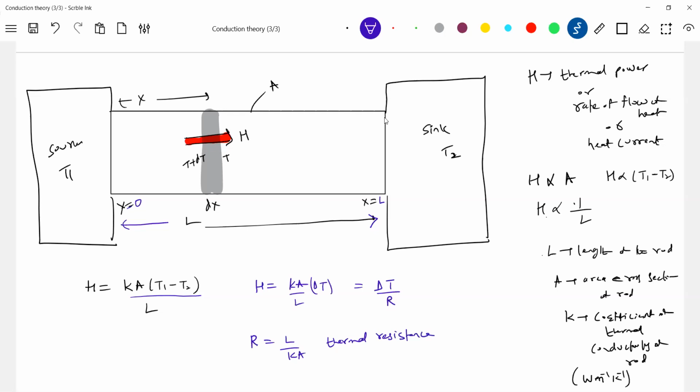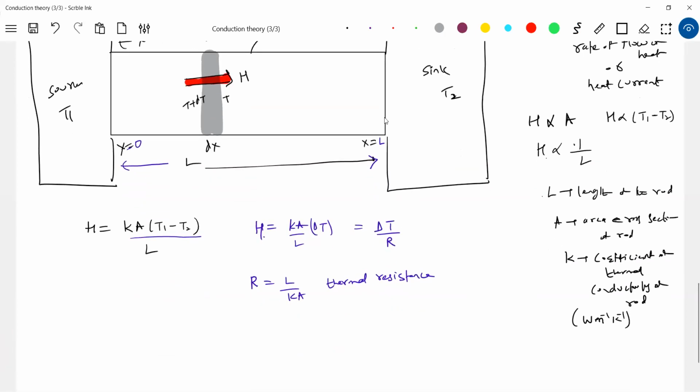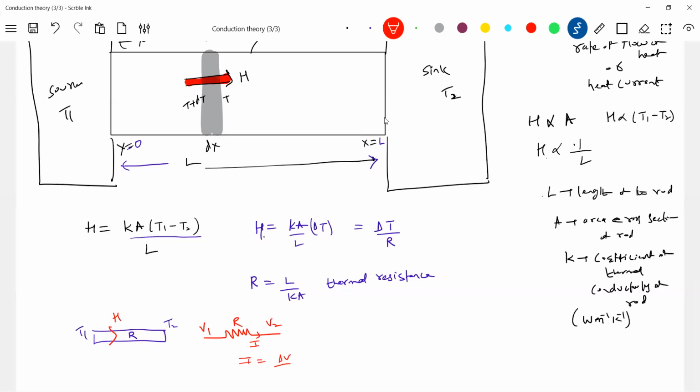This analogy is very important, thermal resistance. It is similar to current: temperature difference is like potential difference, and there is a rod with a thermal resistance. Suppose there's a rod with temperatures T1 and T2, then heat current will flow. This is similar to electrical resistance, with potential difference V1, V2 and a current I flowing. How do you write I? Delta V by R. What do you write for H? Delta T by R. I think this will help us a lot.